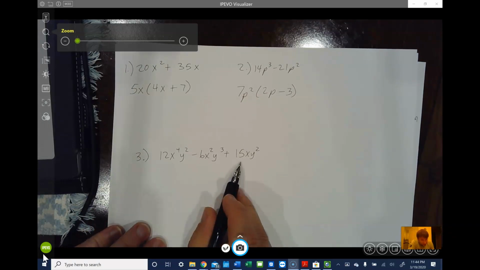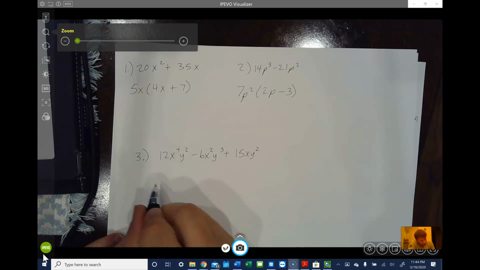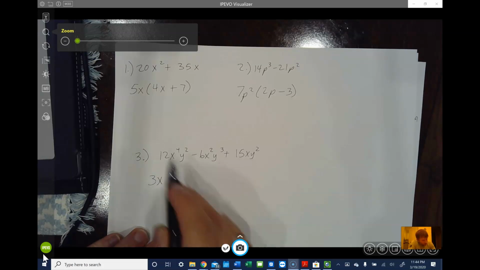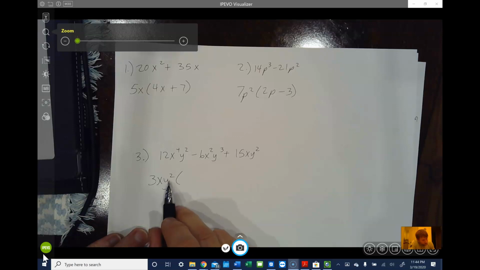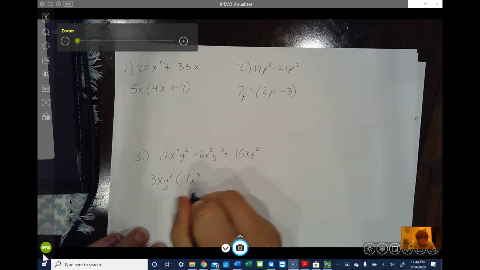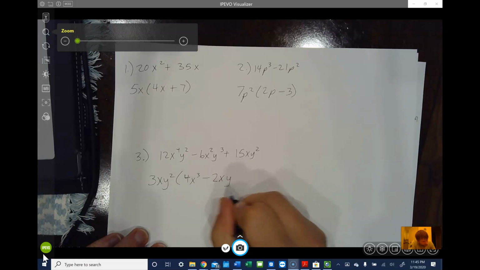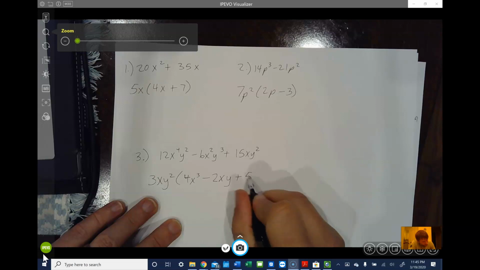All right, now I'm looking at 3 terms here. What's the biggest number I can divide out of a 12, a 6, and a 15? That would be 3. What about an x to the 4th, an x squared, and an x? That would be x. What about y squared, y cubed, and y squared? That would be y squared. Now, each one of these divided by 3xy squared. 12x to the 4th y squared divided by 3xy squared leaves me with 4x cubed. There's no more y there. All right, divide this one by that. I get 2xy. And then here I get plus 5. And then there's no more x or y.